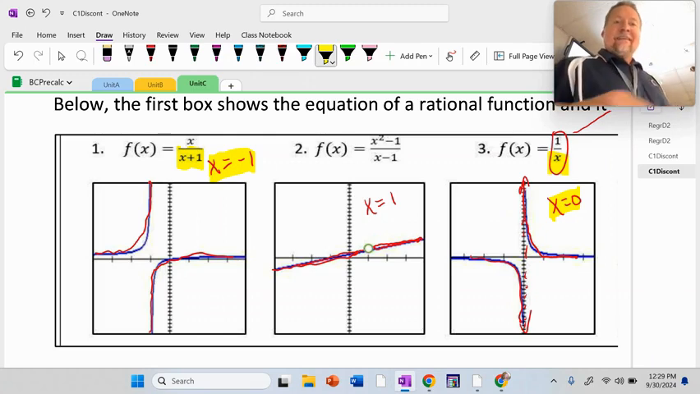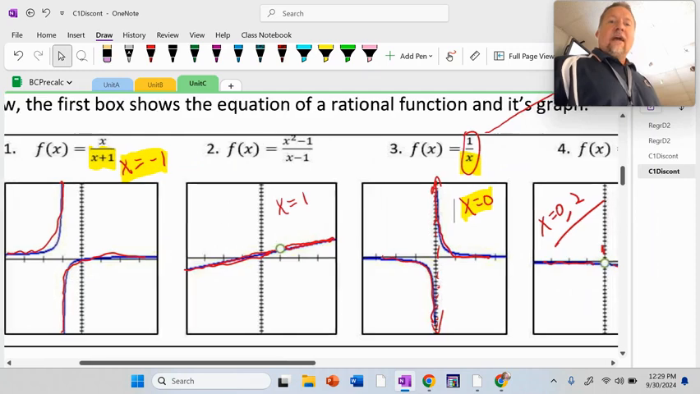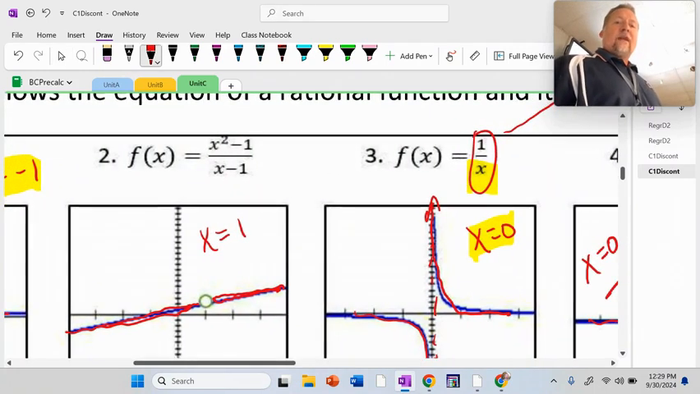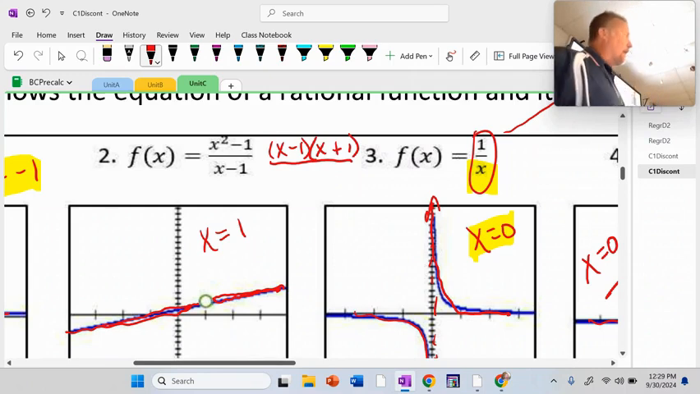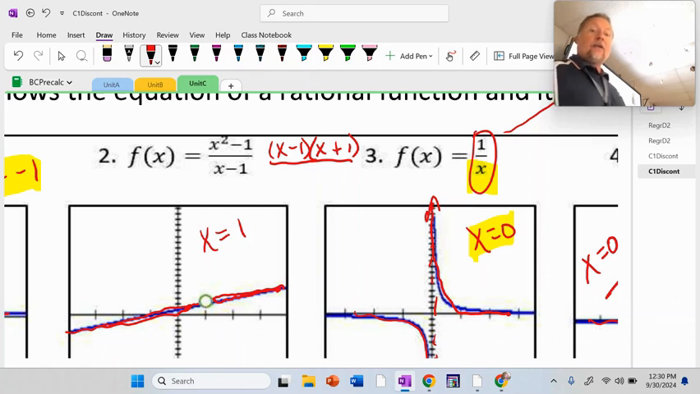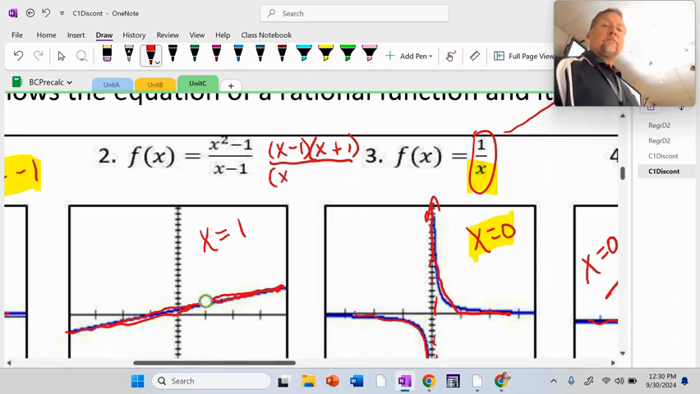Anyway, next. So x squared minus 1. What's going on with this hole? I want you to know something, and then this leads into what we have to do for our notes. The numerator, correct. And then over x minus 1.